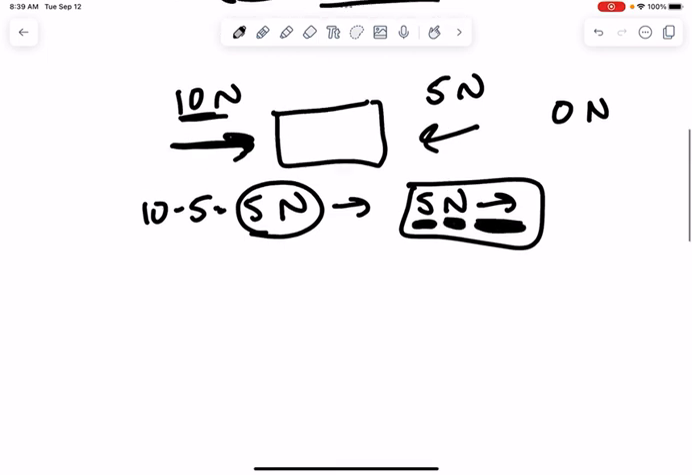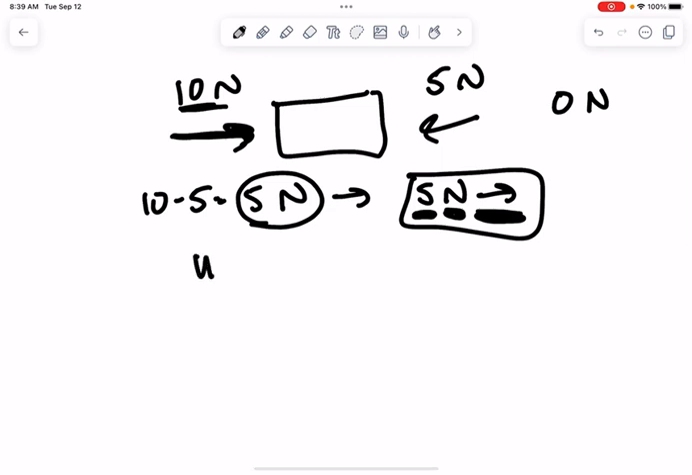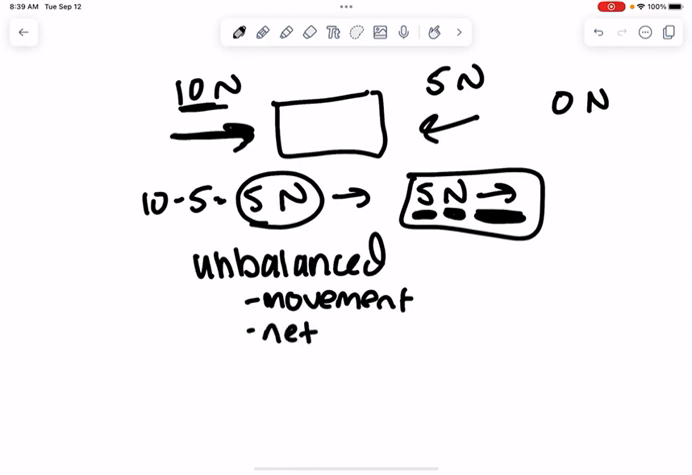Now, because this block is actually moving, we are going to say that this is an unbalanced force. An unbalanced force is anything that causes movement where the net force is not 0.